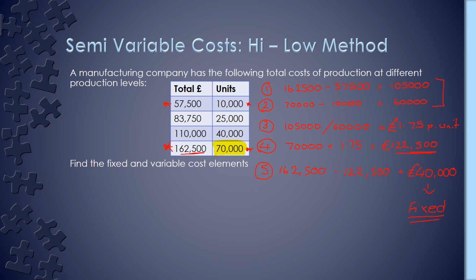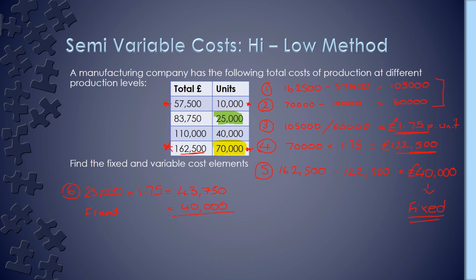So then for our final step, step 6, I'm going to choose to use the 25,000. So let's work this through then. We know that we've got 25,000 units and our variable cost per unit was £1.75. So our variable element is 43,750. We also know that we've got our fixed element of £40,000, which we worked out over here in step 5.